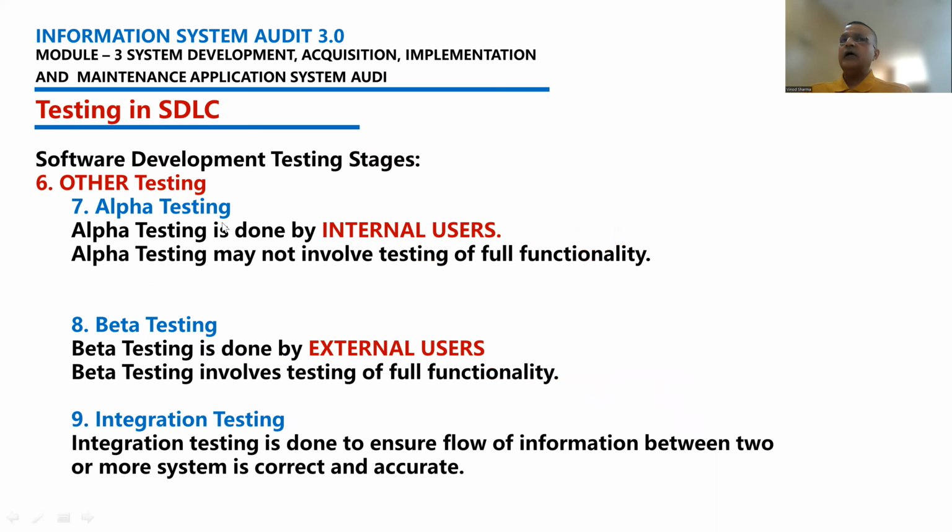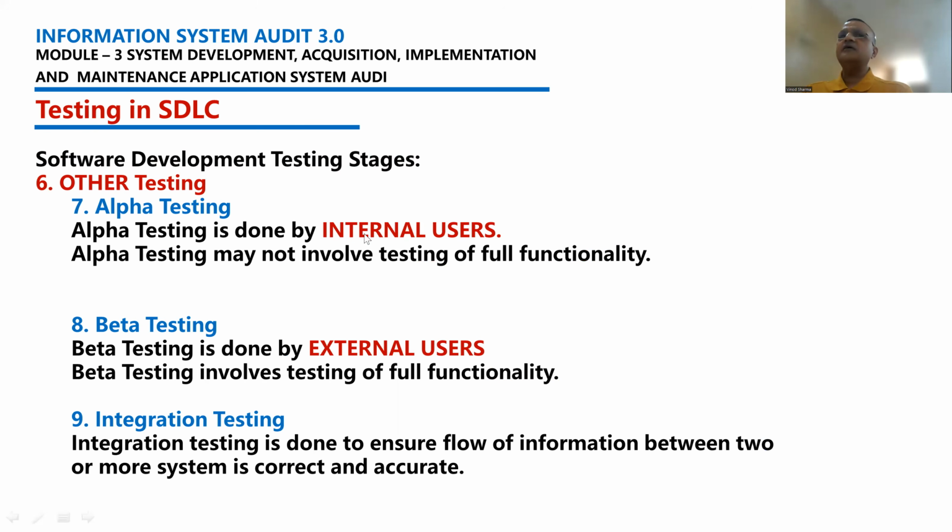Now, alpha testing, beta testing, and integration testing. Alpha testing is done by internal users, and beta testing is done by external users. You must have come across software that is of a beta version or alpha version. When you get software which has a beta version, that means the company has developed a software program. It has done alpha testing by its internal users, that is the employees of the company. They have checked it. And finally, it is given to the public to check for errors and functionality. And that is called beta testing.